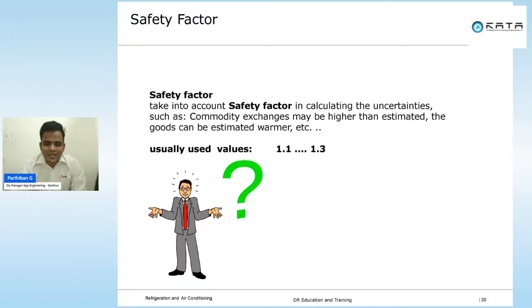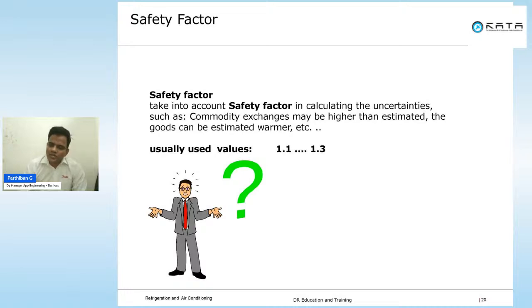So after calculating all the loads, we have calculated the transmission load, then the product load, then the internal load. I'll summarize transmission load. The heat load entering because of the temperature difference between outside and inside, we call it the transmission load. It will enter through walls, roof, and floor. So this we have to calculate first.